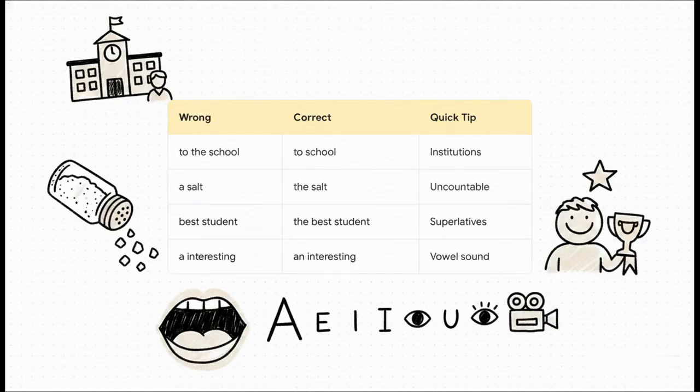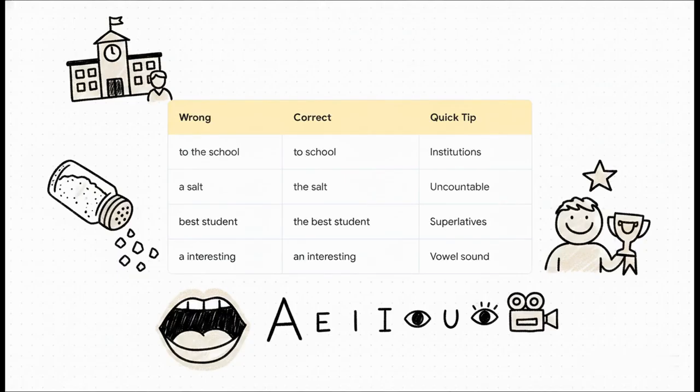Next, can you pass me a salt? If you say a salt, a native speaker literally pictures a single microscopic grain of salt. Uncountable nouns never use a or an. It's, can you pass me the salt? Echo that one with me. Can you pass me the salt?